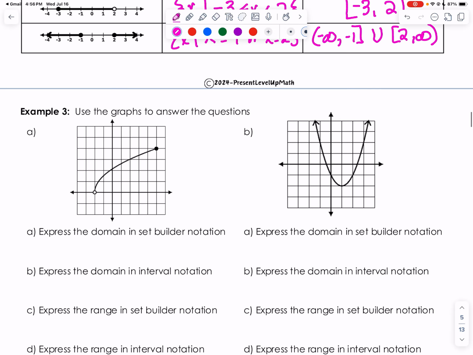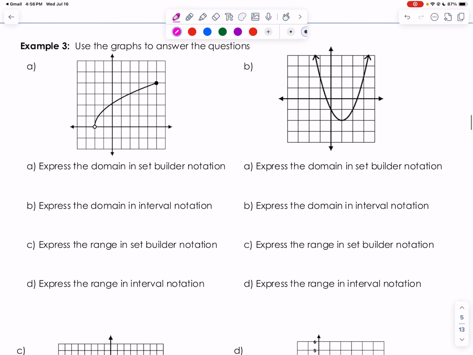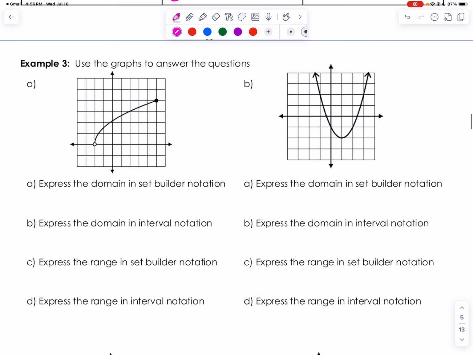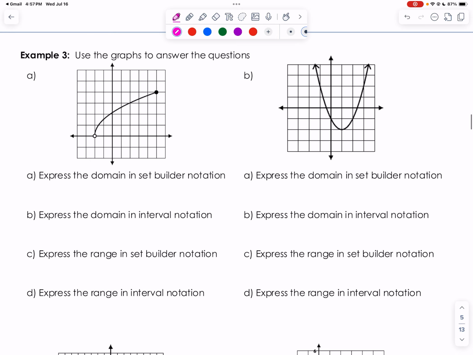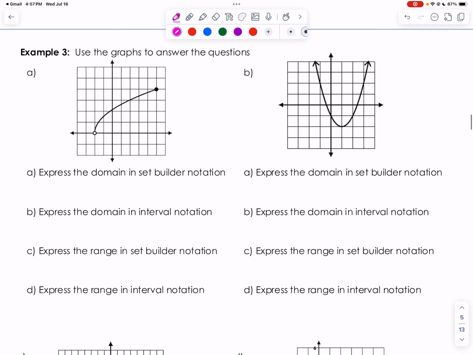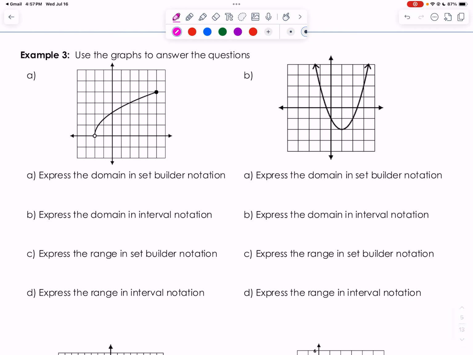In example 3, we're going to give you some graphs, and we're going to ask you to express the domain and range in both set builder and interval notation for each graph. So in our first graph, problem A, it says express the domain in set builder notation. So in this graph, our smallest x value is -2, and our largest x value is +5.